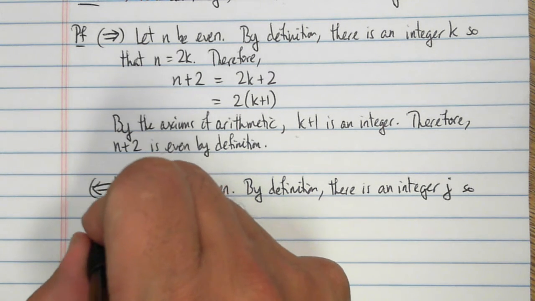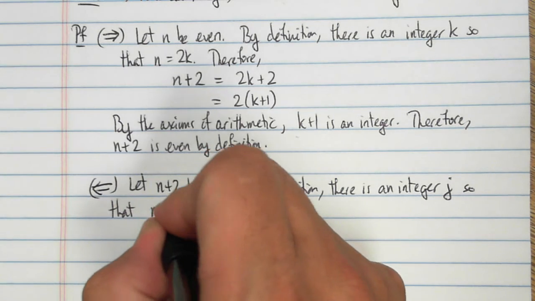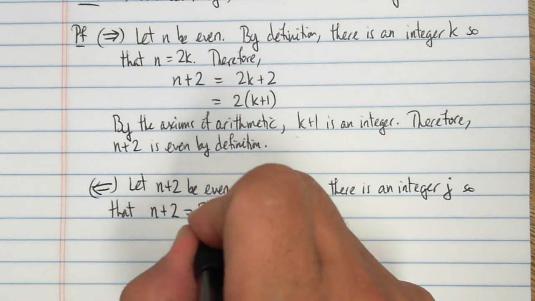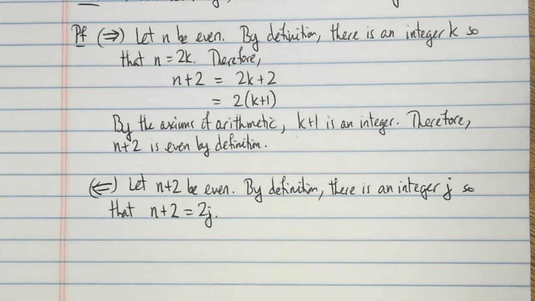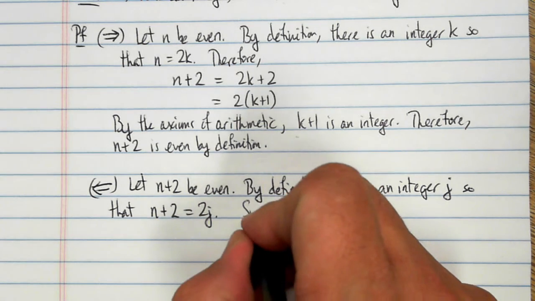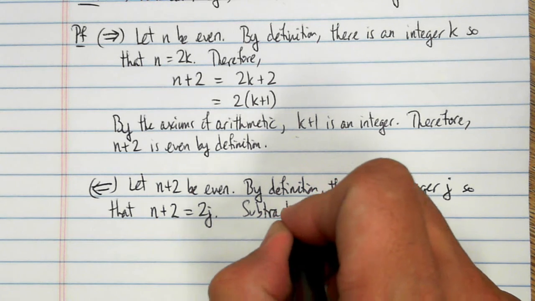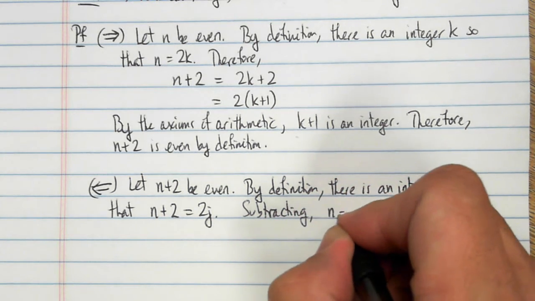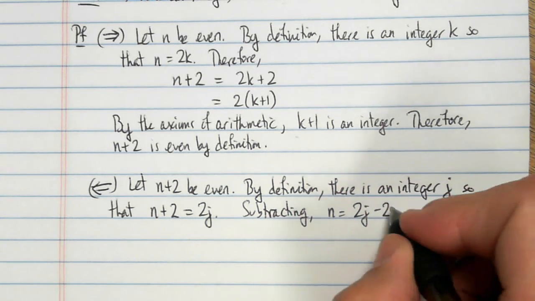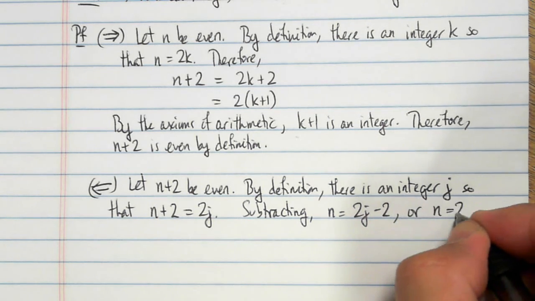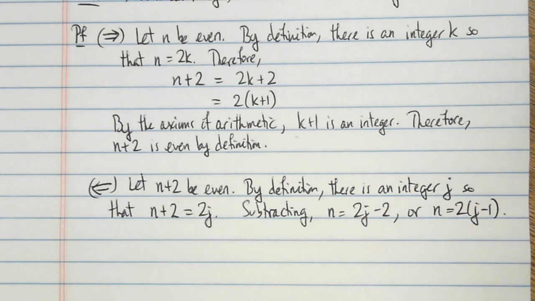So that n plus 2 is equal to 2 times j. Well, that's well and good, but what I care about is n itself. So subtracting, n is equal to 2 times j minus 2, or n is equal to 2 times (j minus 1).